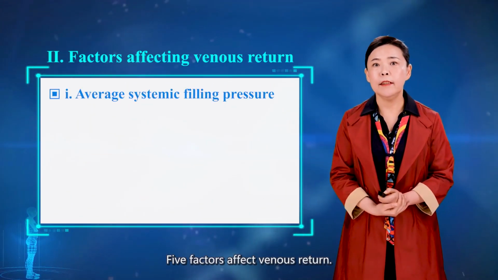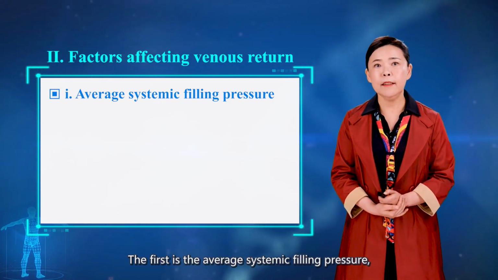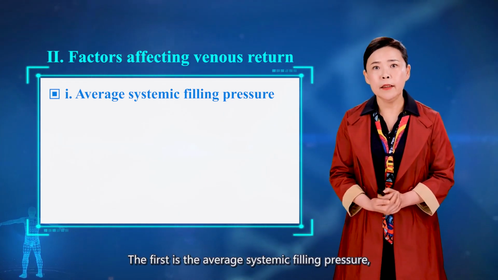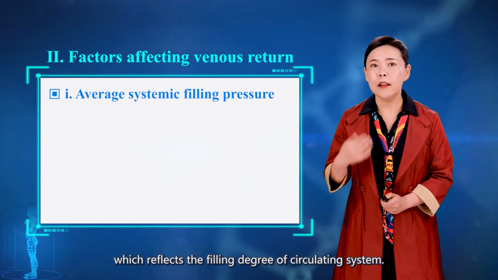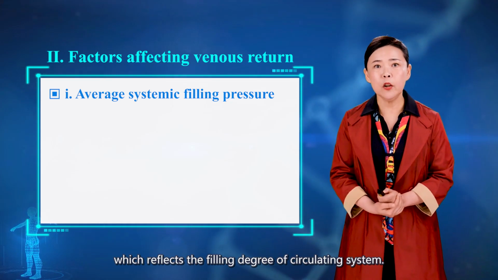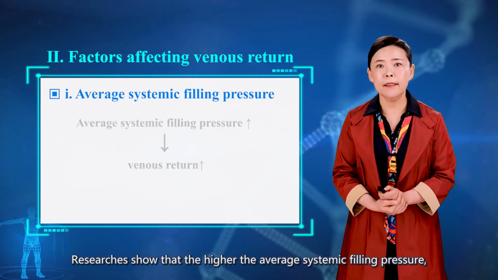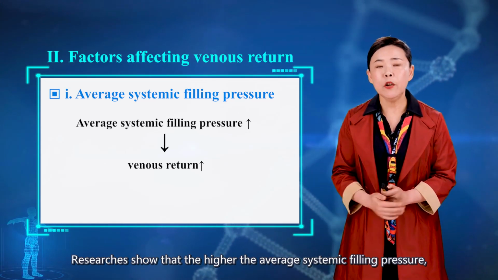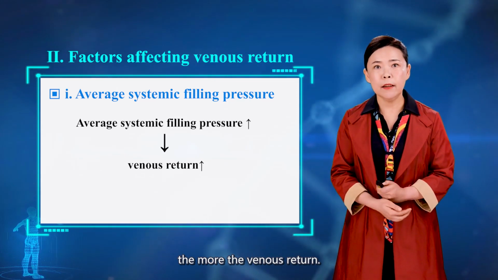Five factors affect venous return. The first is the average systemic filling pressure, which reflects the filling degree of the circulatory system. Research shows that the higher the average systemic filling pressure, the more the venous return.